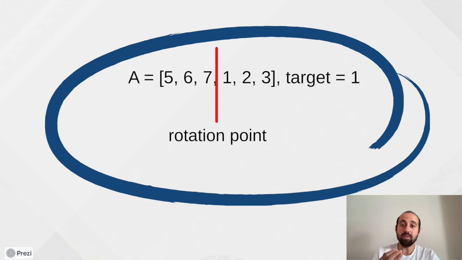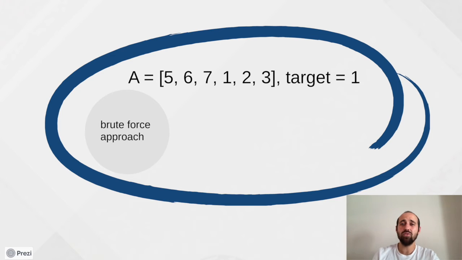But what's the correct implementation to find this pivot? The obvious implementation is a brute force approach, which consists of iterating over each element, and as soon as the next element is smaller than the current element, we consider that we reached this pivot. However, it is obviously not optimized.